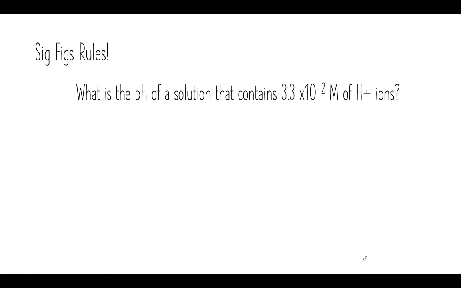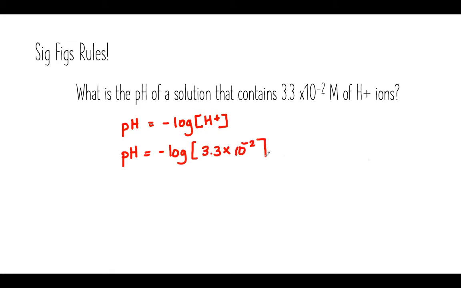This question asks us, what is the pH of a solution that contains 3.3 times 10 to the power of negative 2 moles per liter of H plus ions? So I'm asked to find the pH. pH is equal to negative log of the concentration of H plus ions. This is readily given to me in the question, so I'm just going to plug that number in. So pH is equal to the negative log of 3.3 times 10 to the power of negative 2.